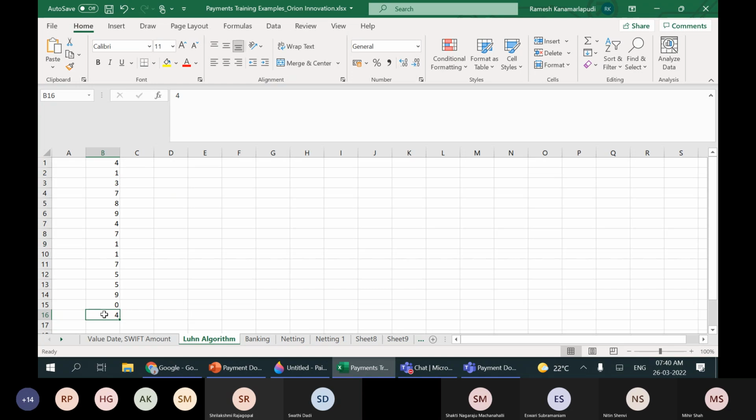But in general, if you see the last digit of any account number, either a credit card number, a debit card number, or a normal general bank account number, that would be a checksum digit. Okay. Now, all these numbers follow the Luhn's algorithm methodology.